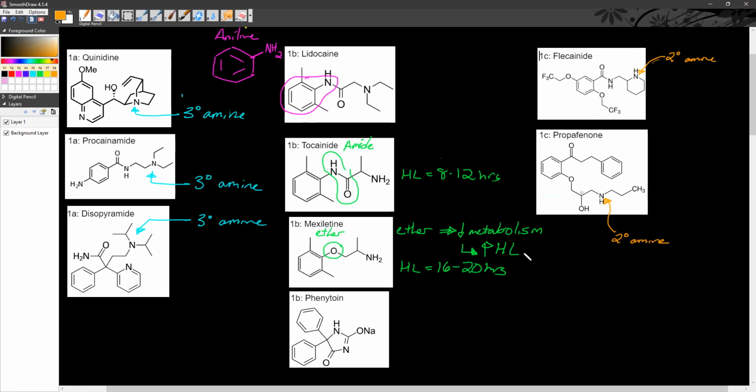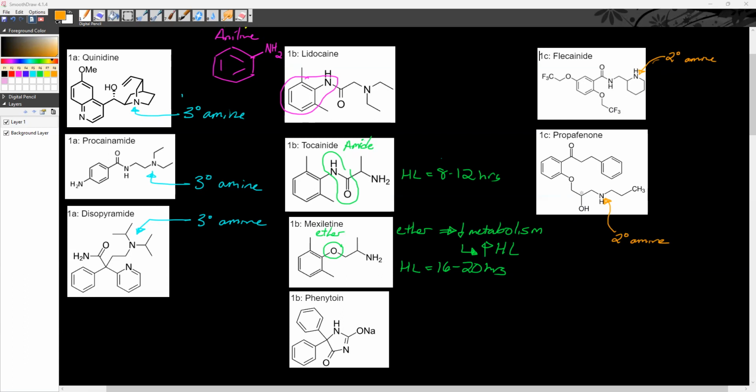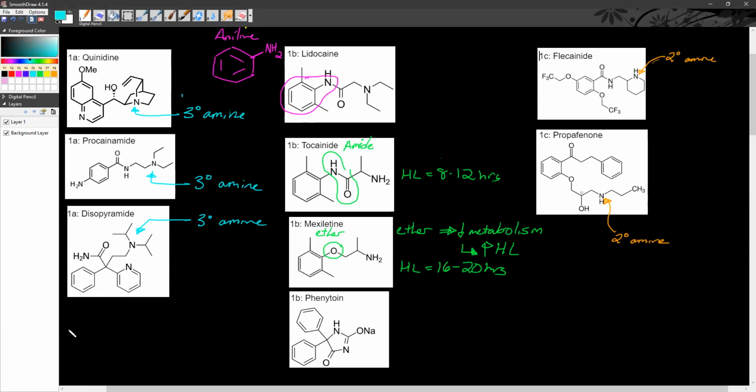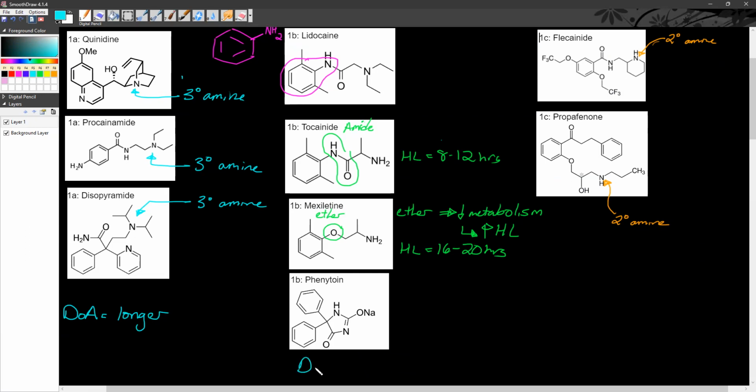And that's the main difference between all of these drugs when you're talking about what makes one drug a class 1A, 1B, 1C. When we look at what's going on, we can say that in class 1A, their duration of action is longer. For class 1B, their duration of action is shorter. And for class 1C, their duration of action is unchanged.